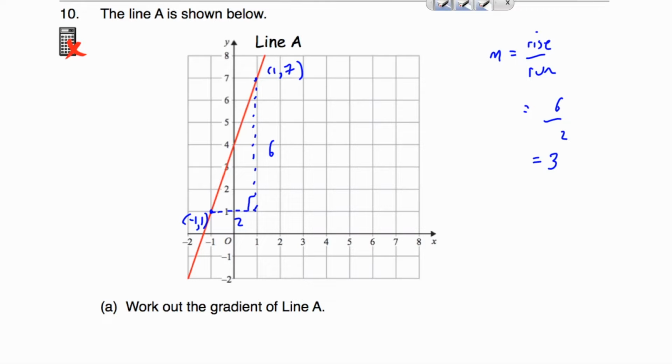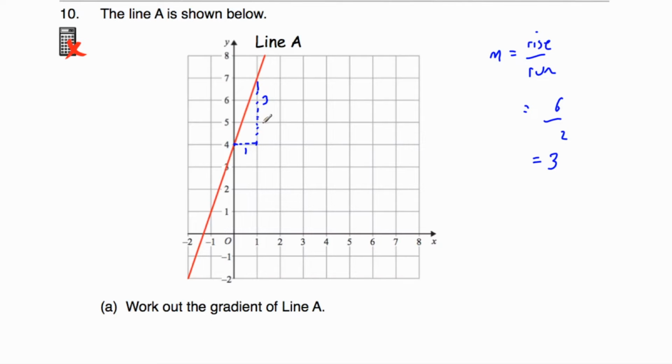Another way we can work out the gradient would have been to look at the line and find a point on the line. So let's choose this point, which is 0, 4, and go 1 unit across. Now here 1 unit is 1 square. Sometimes the scale is different, so instead of going 1, 2, 3, 4, it might be 2, 4, 6, 8, and so on. Then you'd have to go 1 unit across, so halfway and so on. But here, if we go 1 across, we go up 3.